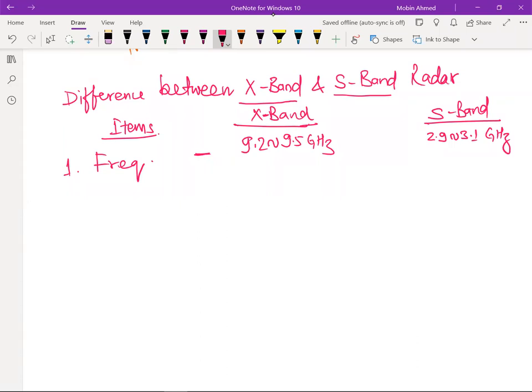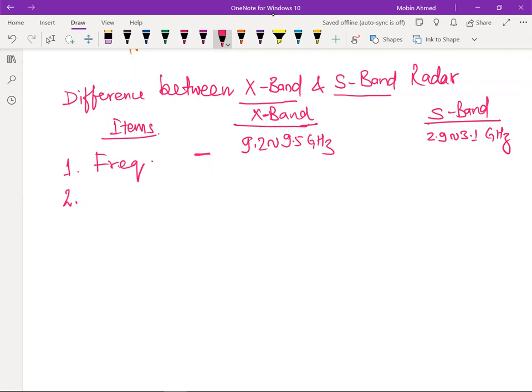X band is generally 8 to 12 gigahertz. S band, I hope it is 4 to 6 gigahertz. I do not remember. For X band, I remember it is 8 to 12. S band, I hope it is from 4 to 6 gigahertz. Oh, sorry, 2 to 4 gigahertz or 2 to 6 gigahertz, something like that. Okay, that is the S band. I don't think it is required to remember. But why are people asking all these questions?